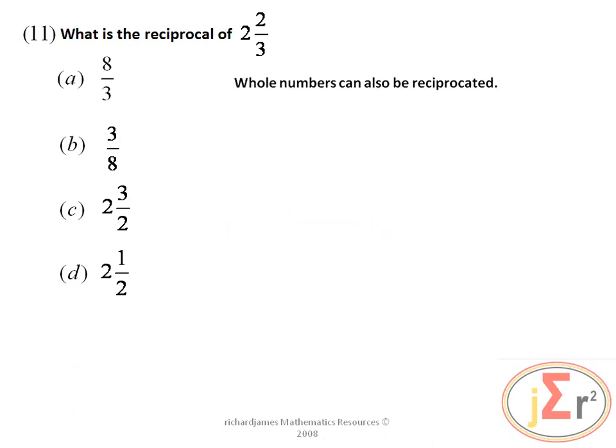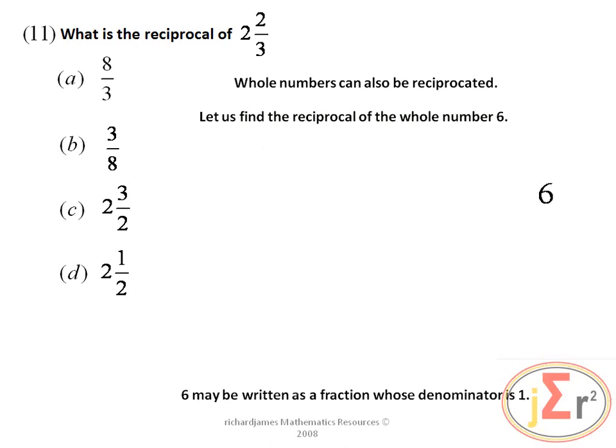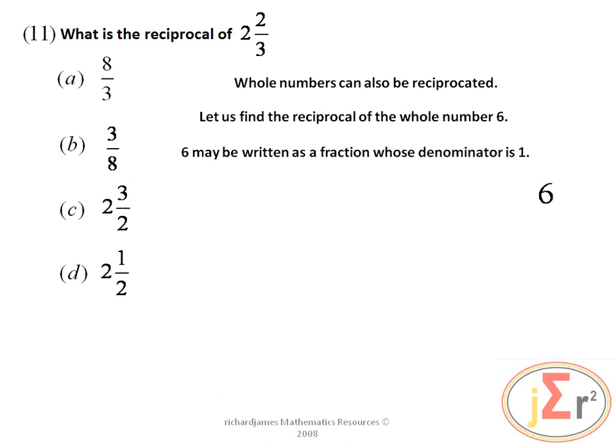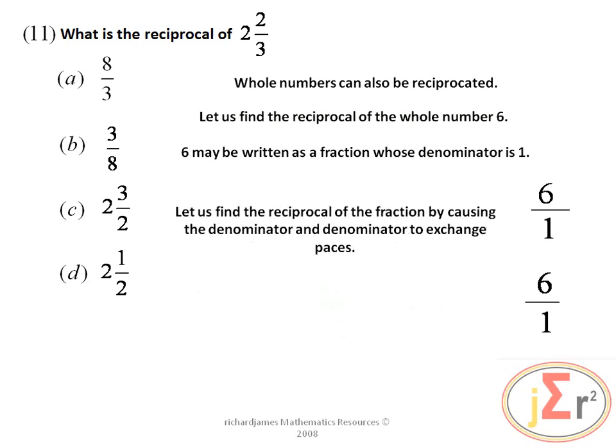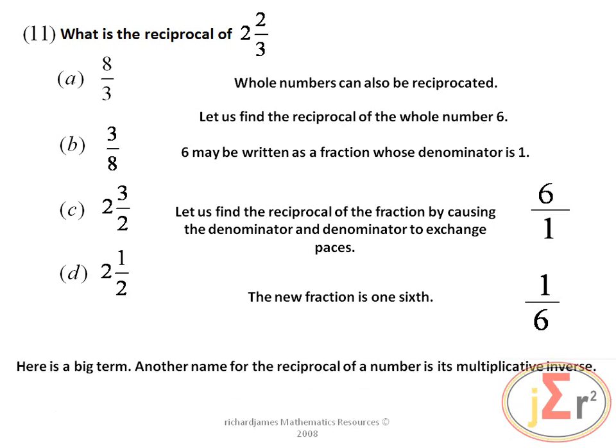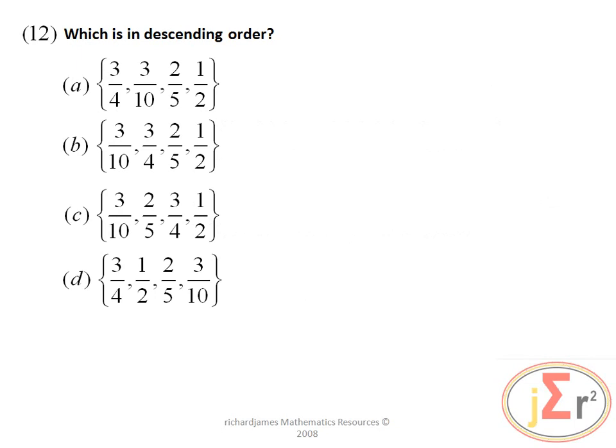Of course, we can find the reciprocal of whole numbers also. So let us find the reciprocal of the whole number 6. 6 may be written as a fraction whose denominator is 1. So of course now we may do that. So let us find the reciprocal of the fraction by causing the denominator and the numerator to exchange places. So the new fraction is 1/6. So whole numbers may also be reciprocated. Here is a big term. Another term for the reciprocal of a number is its multiplicative inverse. Say that, multiplicative inverse. New term for you, Jerry.